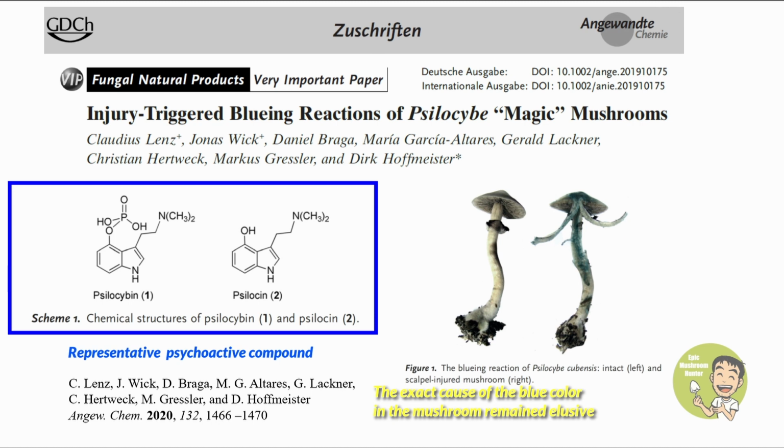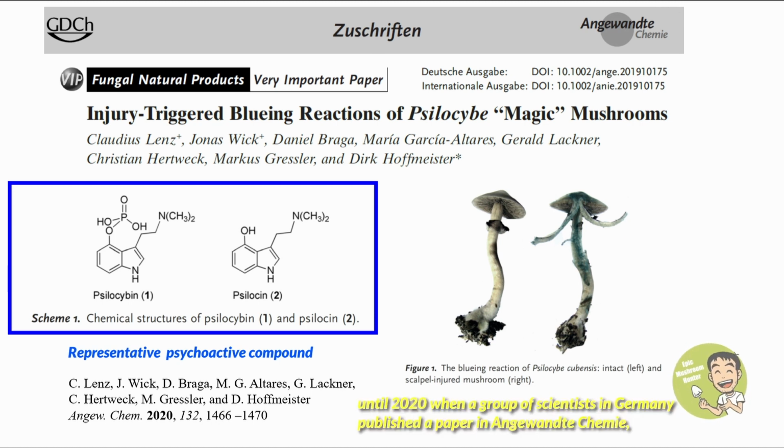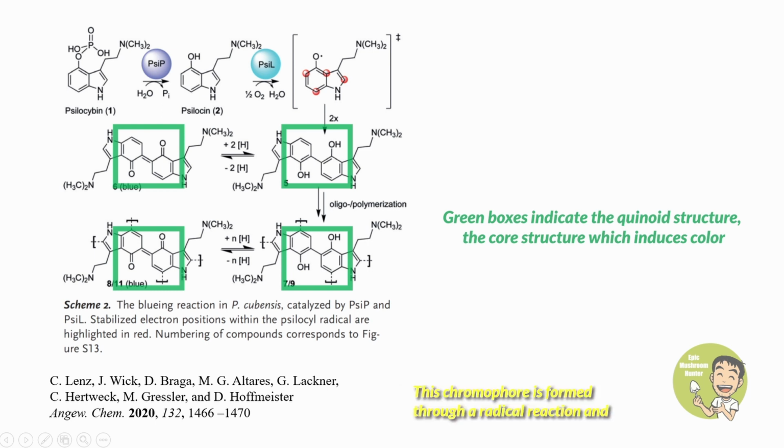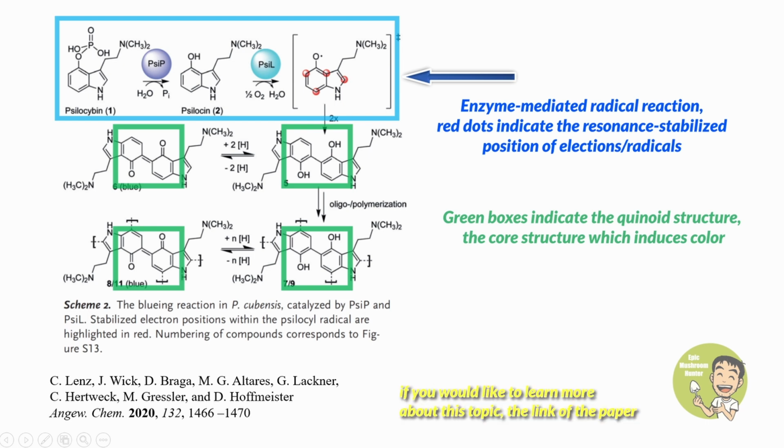The exact cause of the blue color in the mushroom remained elusive until 2020, when a group of scientists in Germany published a paper in Angewandte Chemie describing the chromophore quinoid dimer synthesized by psilocin. This chromophore is formed through a radical reaction, and if you would like to learn more about this topic, the link of the paper is attached in the description. By the way, the paper is free to access.